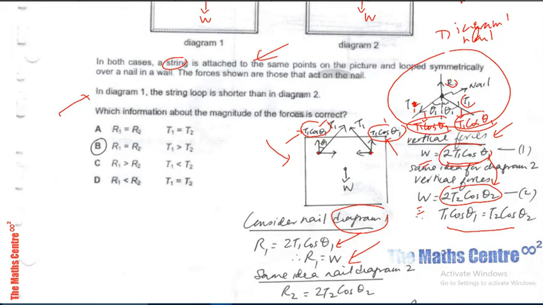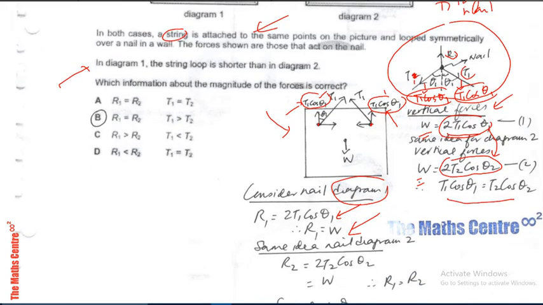Now you consider the same idea for the nail in diagram 2. You do that yourself. I repeat, same idea as here, for the nail in diagram 2 you will get R2 equals 2T2 cos theta 2. What is 2T2 cos theta 2? W. So you can write R2 equals W, therefore R1 equals R2. Good.